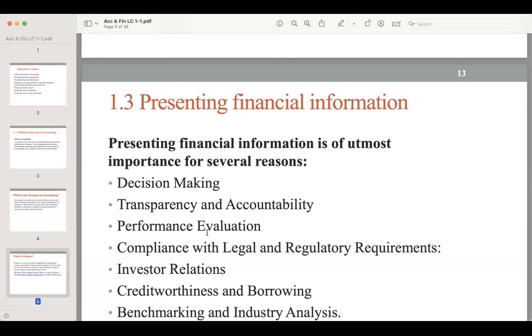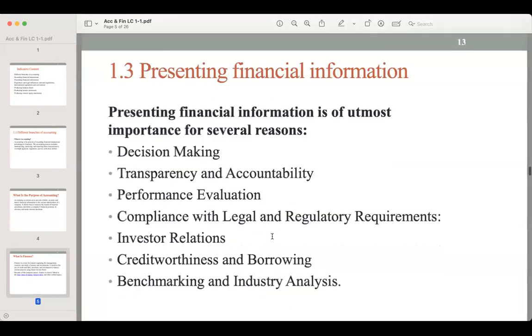Fourth one is compliance with legal and regulatory requirements. Companies are required to comply with various legal and regulatory standards when presenting financial information. By doing so, they ensure accuracy, consistency, and fairness in reporting, which builds trust and credibility. Next one is investor relations. Financial information plays a vital role in attracting and retaining investors. Potential investors rely on this information to assess the company's financial stability, growth prospects, and potential return on investment.